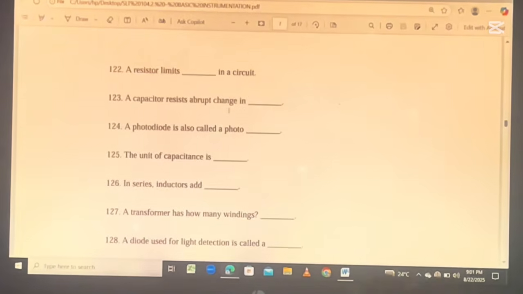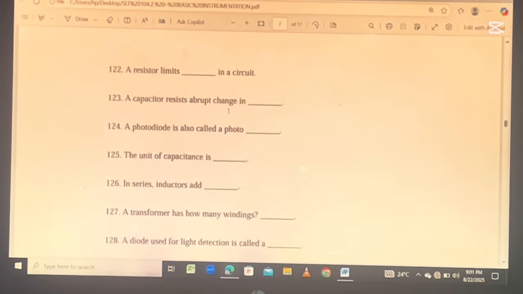The next question: a resistor limits dash in a circuit. So the resistor limits current in a circuit. A capacitor resists abrupt change in voltage. A photodiode is also called a photosensor. The unit of capacitance, of course, is what we know as farad, capital letter F. In series, inductors add directly. The transformer has how many windings? Two windings. We talked about that, primary and secondary.